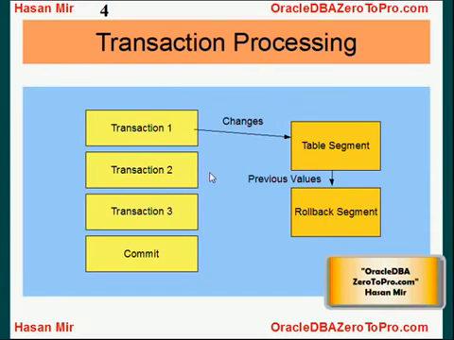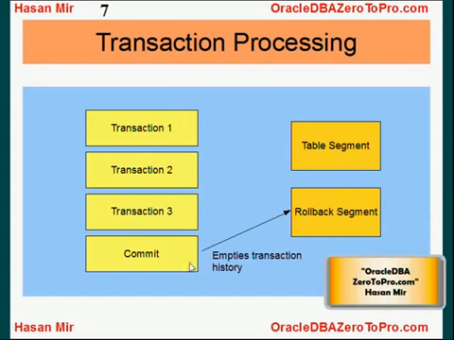Now, as soon as user enters transaction 2, the same thing would happen. No matter if it's a delete transaction, modify transaction, or an insert statement, same thing would happen. Previous values or previous state would be stored in a rollback segment, and changes would be applied to the table. Same thing would happen to transaction 3. Now, let's say at this point user could do one of two things: issue a commit command or issue a rollback command. So let's say user issues a commit command.